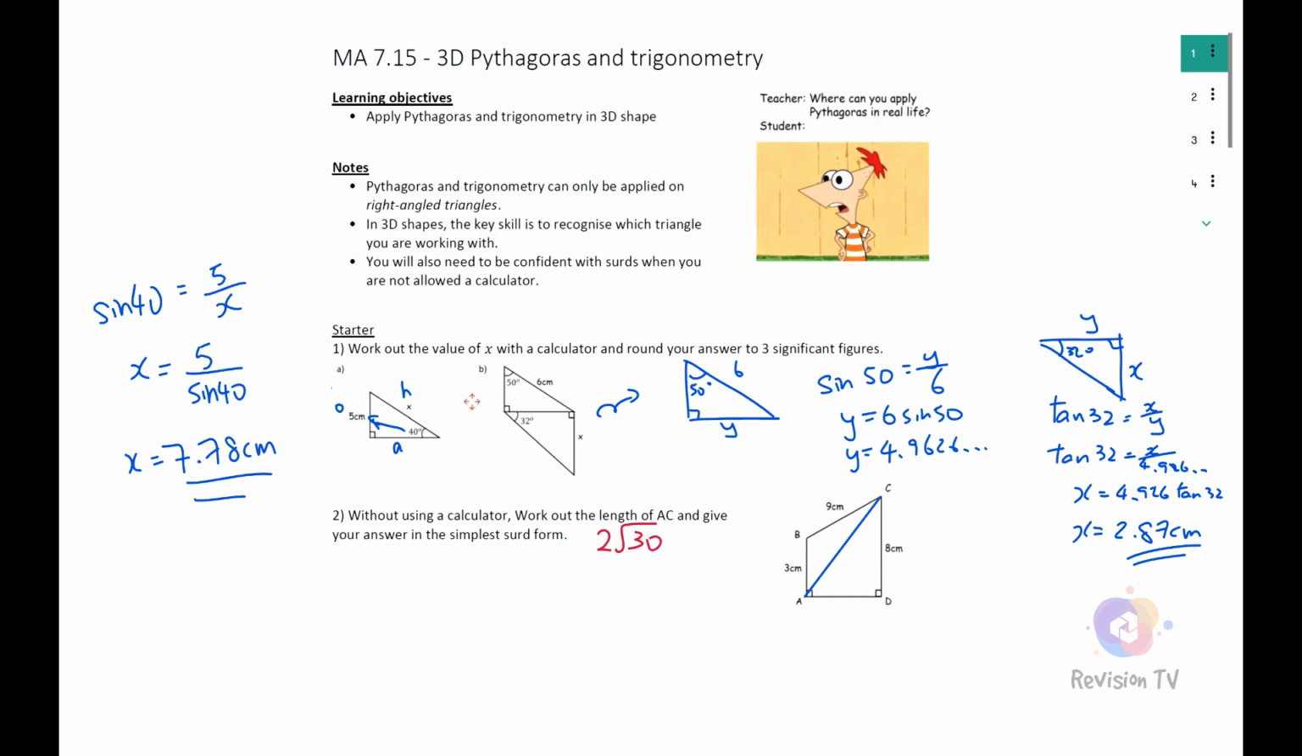Here are the answers for question 1A and B. So question 1A, quite a straightforward trig, SOHCAHTOA, using opposite and hypotenuse, sine. So put O on the top, hypotenuse at the bottom. So you get that x equals 7.78.